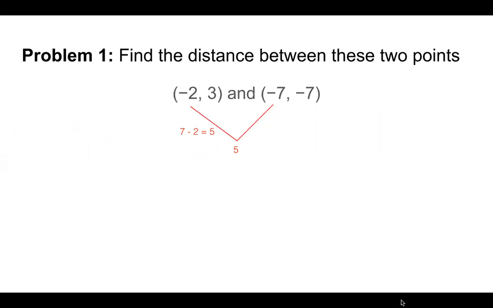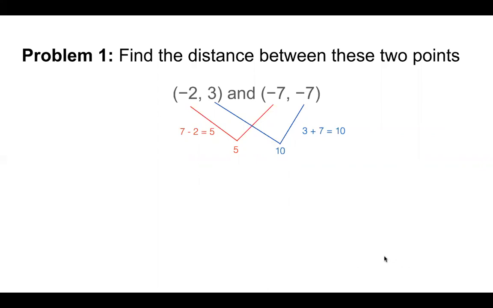Now I'm going to go ahead and do the same thing for my y coordinates, the 3 and the -7. This time they're opposite. One is a positive and one is a negative. When our two numbers are opposite of each other, we're going to add them up. 3 plus 7 equals 10. Again, notice that when I added them up, I made sure that both the numbers were positive. +3 plus +7. I'm going to put a 10 right there.